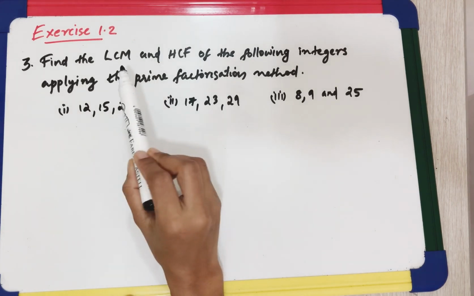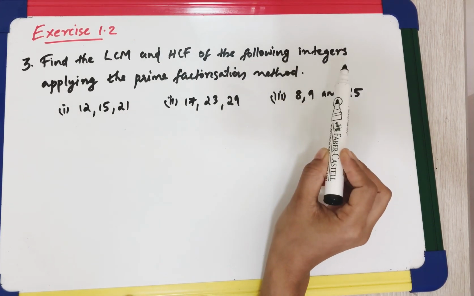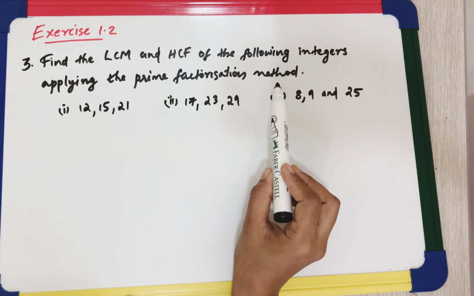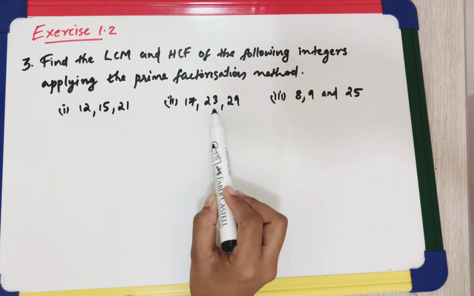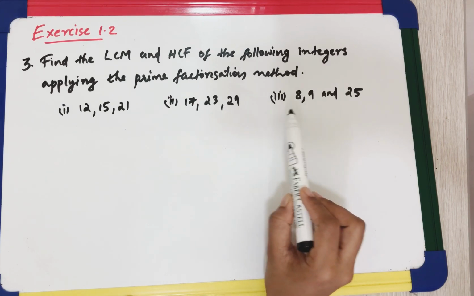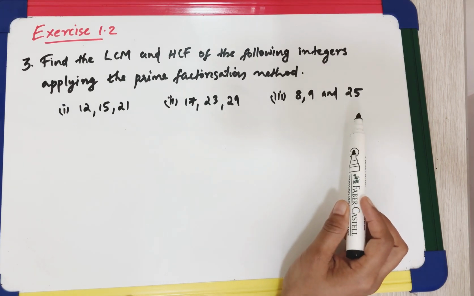Next question. Find the LCM and HCF of the following integers applying the prime factorization method. First one, 12, 15 and 21. Second one, 17, 23 and 29. Third one, 8, 9 and 25.